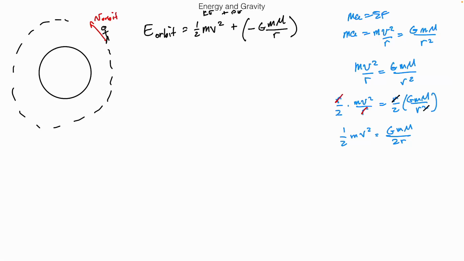So it turns out that big G little m times big M over 2r is exactly equivalent to 1/2 mv squared for something that is doing a circular orbit. Which means I can now chuck this up into heat.